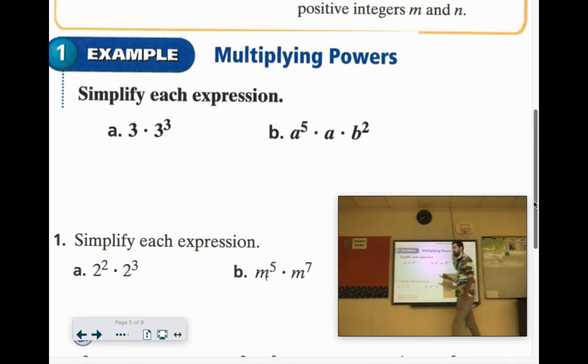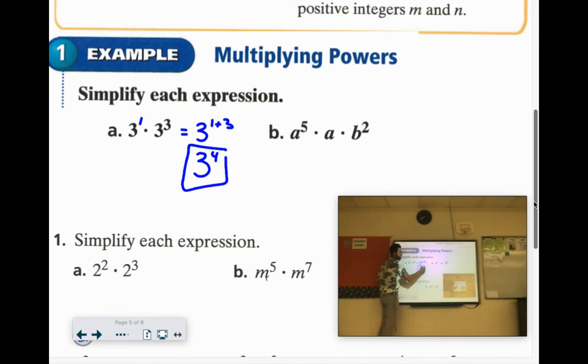So 3 times 3 to the 3rd, there's an exponent on this first 3. It's invisible. You can't even see it. Whoa. So 3 to the 1st times 3 to the 3rd, you add the exponents. 1 plus 3 is 4, so it's 3 to the 4th power. You don't change the 3 at all. A lot of people want to multiply 3 and 3 and make it 9 to the 4th power.